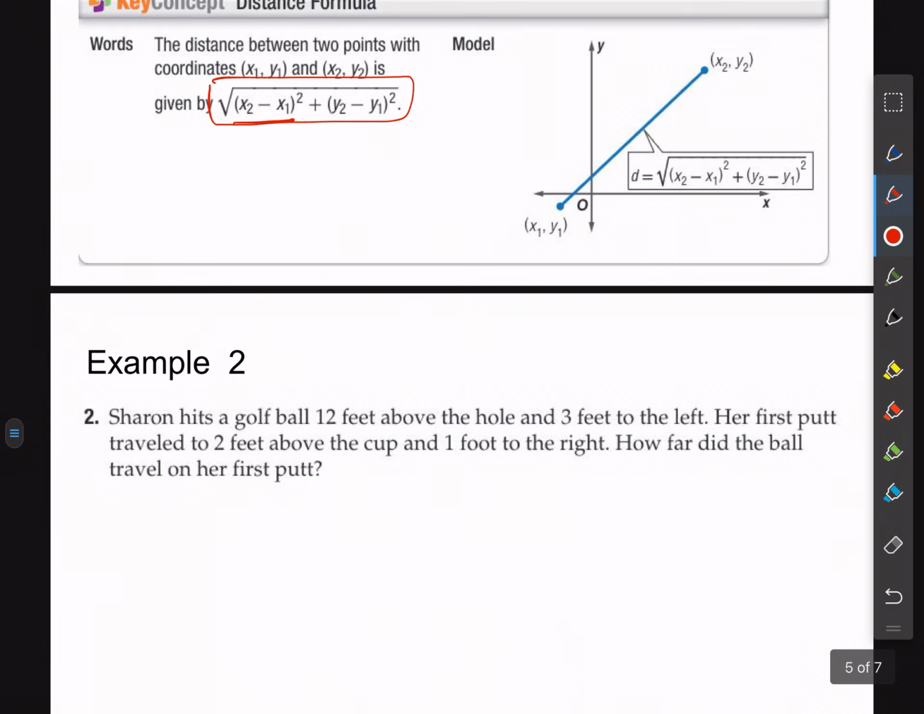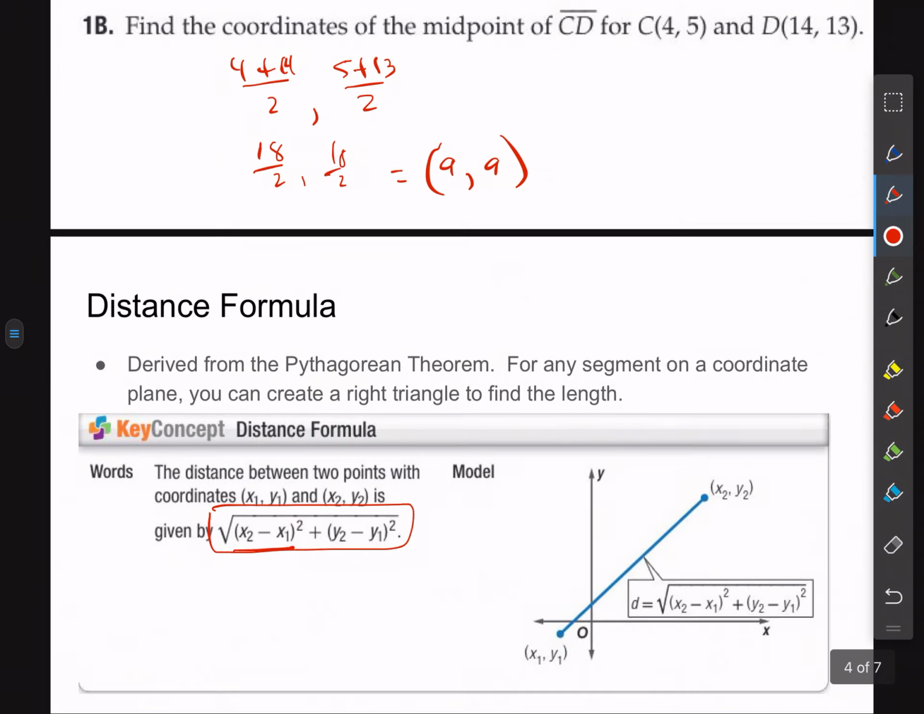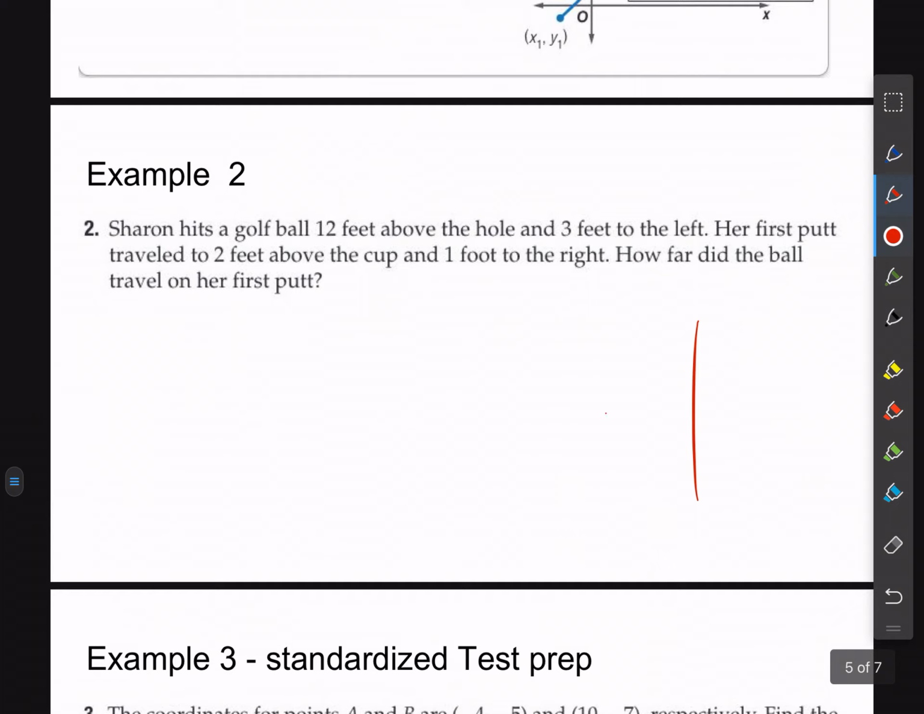So example 2, Sharon hits a golf ball 12 feet above the hole and 3 feet to the left. So what I like to do with this is I like to create a coordinate plane. We'll say that the hole is right here at (0, 0). If she hits the ball 12 feet above the hole and 3 feet to the left, 1, 2, 3, will be at the coordinate (-3, 12). Okay, so that's where she hit the ball. Again, the hole is right here in the center.